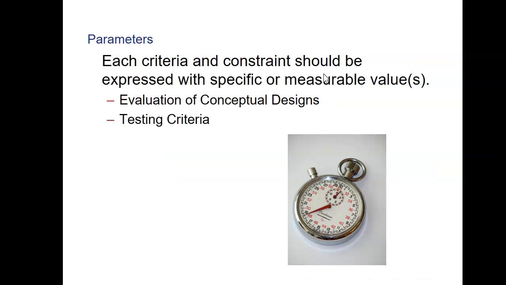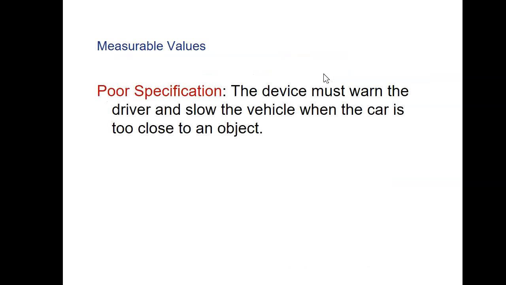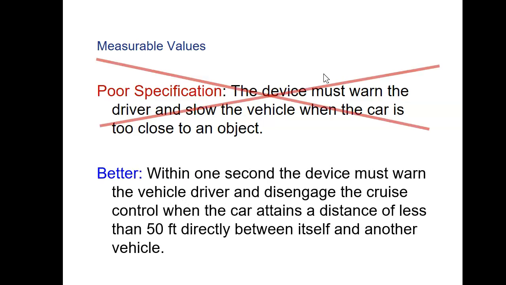When we're talking about parameters, it needs to be something that we can evaluate. This will turn into a testing criteria at some point. So think about, how am I going to measure this if I state it as a parameter? For example, the device must warn the driver and slow the vehicle when the car is too close to an object. So we've got a lot of problems here. We understand what they mean, but they could be more well defined. Let's look at a better option of this.